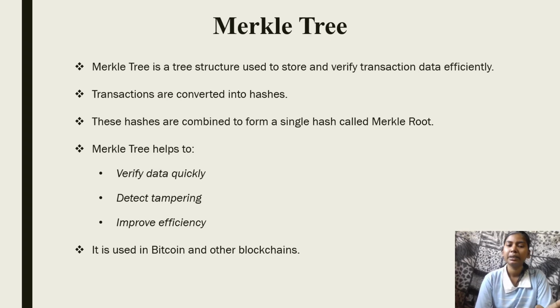So, Merkle tree. A Merkle tree is basically a tree-like structure used to store and verify transaction data efficiently. The transactions are converted into hashes. These hashes are combined to form a single hash called a Merkle root. So in a Merkle tree, there is a Merkle root which is the combination of all the single hashes. A Merkle tree helps to verify data quickly, detect tampering, and improve efficiency. It is used in Bitcoin and other blockchains also.